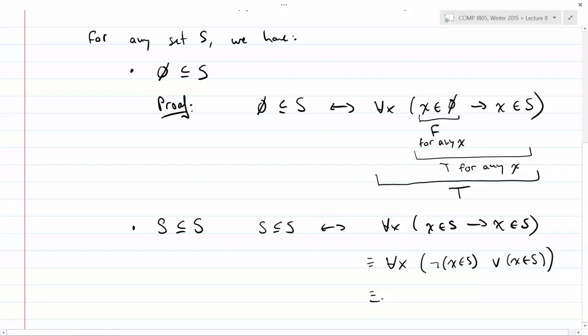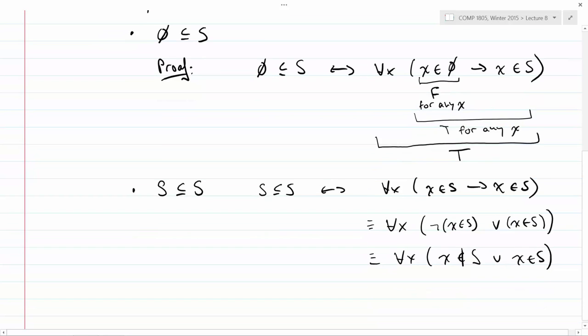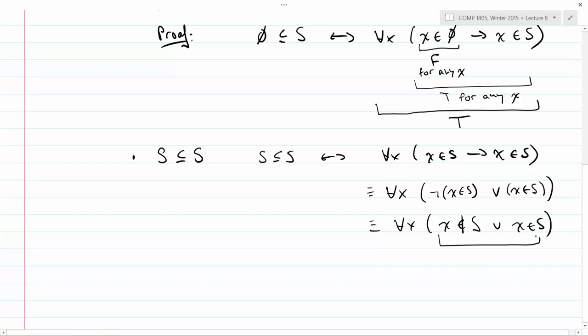And if you want to get rid of that extra logic notation, you can just say for all X, X is not in S, or X is in S. So X is either in S or it's not in S. There's no weird third thing that can happen. So that means this disjunction will always be true, which means this whole thing will always be true because it's universally quantifiable.